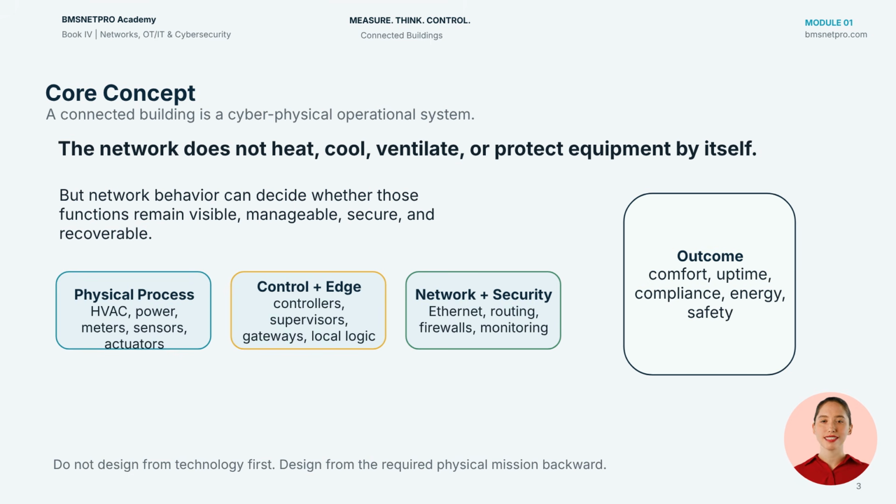The core concept is that a connected building is a cyber-physical operational system. The network itself does not heat, cool, ventilate, or protect equipment, but the network can decide whether those functions remain visible, manageable, secure, and recoverable. Think about a central plant graphic, a pressure alarm, a cloud analytics connection, or a vendor support session. The physical process is real. The digital path supports observation, decision-making, documentation, and recovery. That is why we design from the physical mission backward.